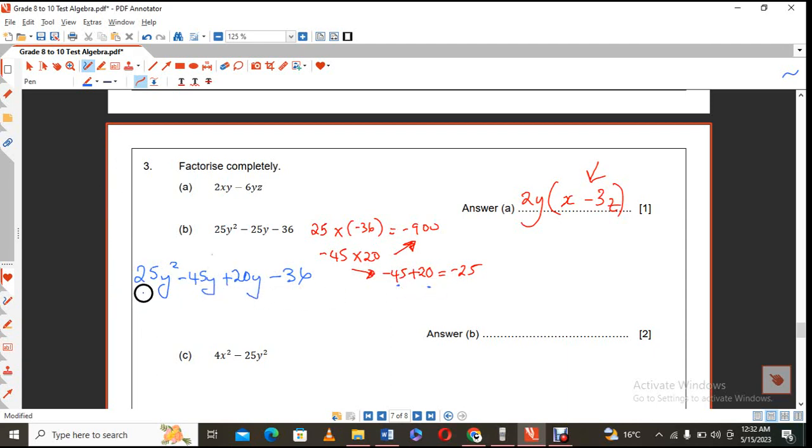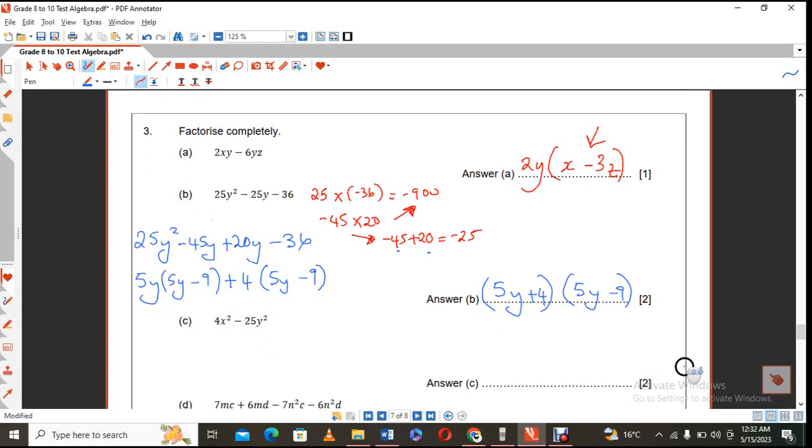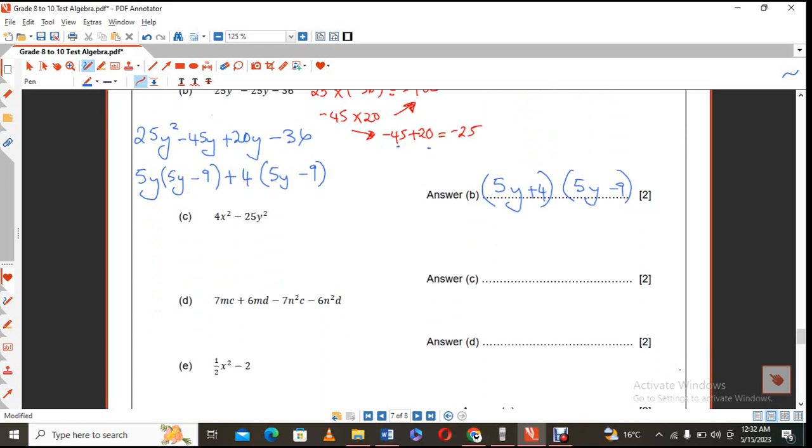Okay, when I factorize here, 5y is a common factor, leaving me with 5y minus 9. And here I have a common factor of plus 4, and I'll also have 5y minus 9. So in a nutshell, this is 5y plus 4 in its own bracket, and in the other bracket is 5y minus 9, which is a common one, and we write it only once. It doesn't matter which bracket you write first.